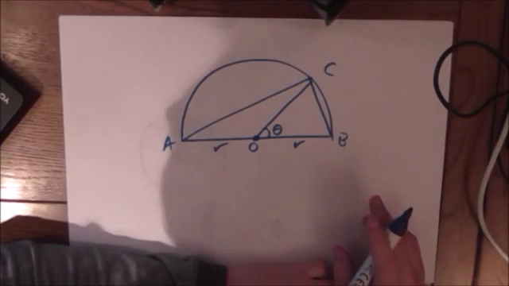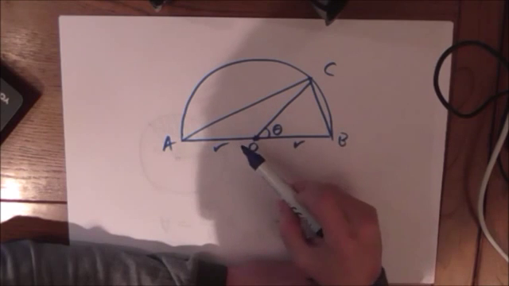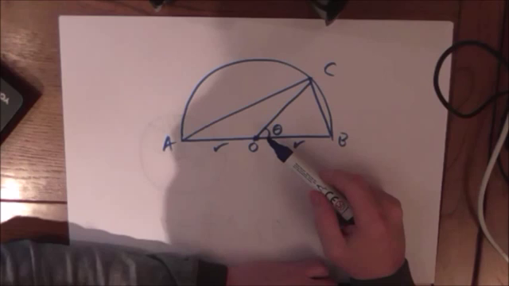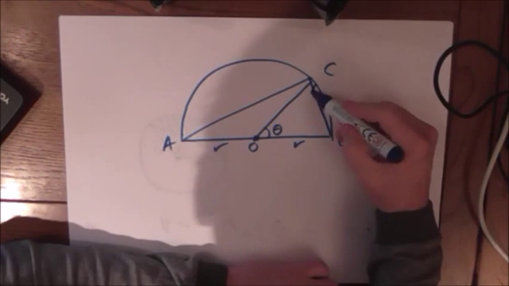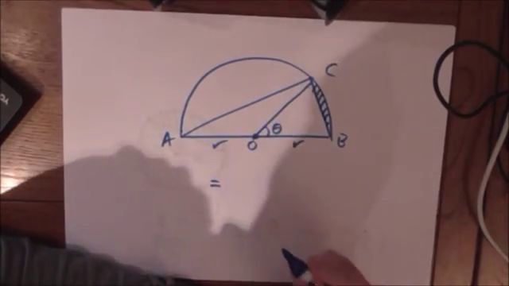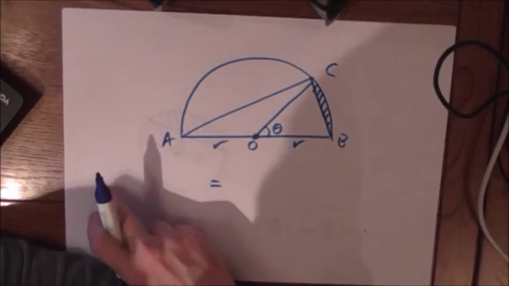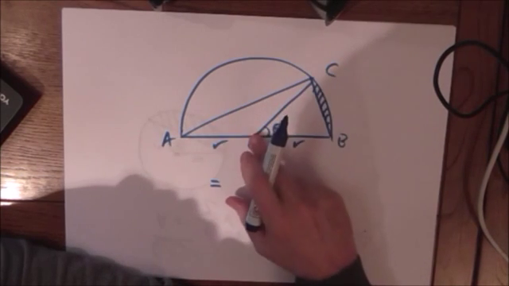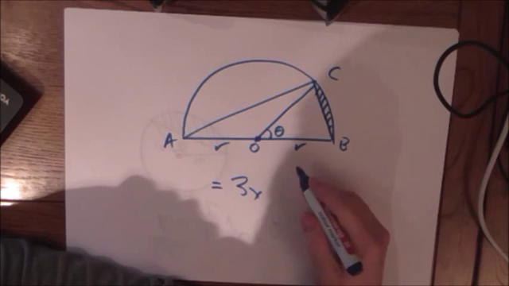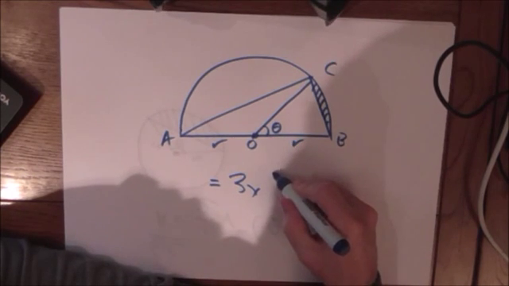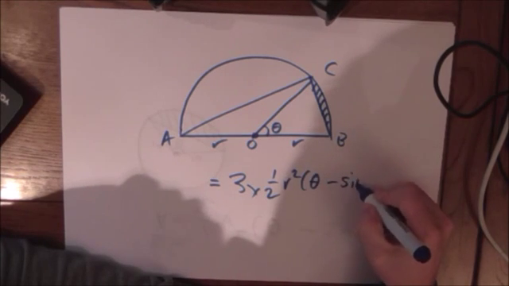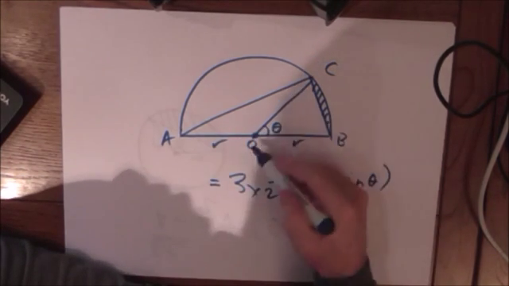And we are told that the area of AOC, so that triangle there, is 3 times the area of the shaded segment, which is this. So the "is" becomes an equal sign. So the area of this is 3 times the area of that. We have a formula for the area of that. It's, as I said before, half r squared (theta minus sine theta). What's the area of this?